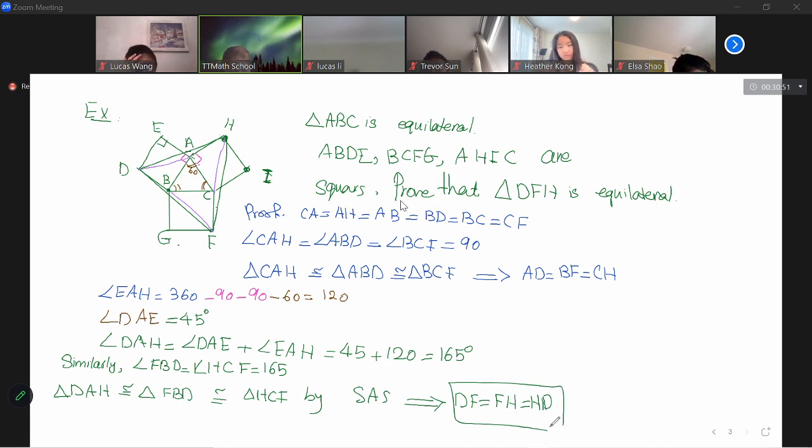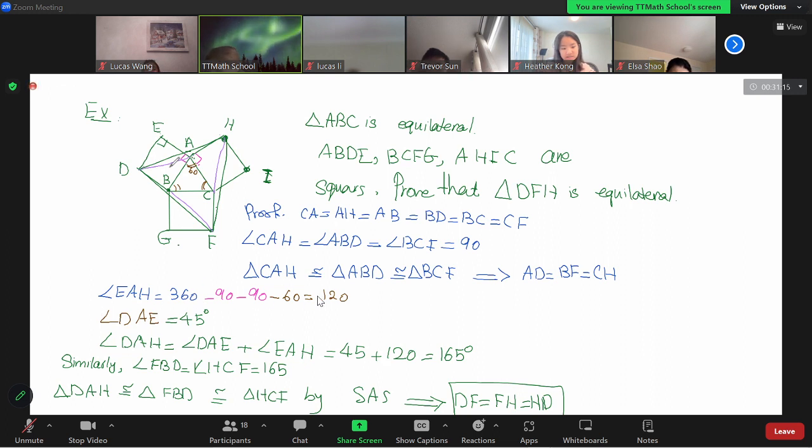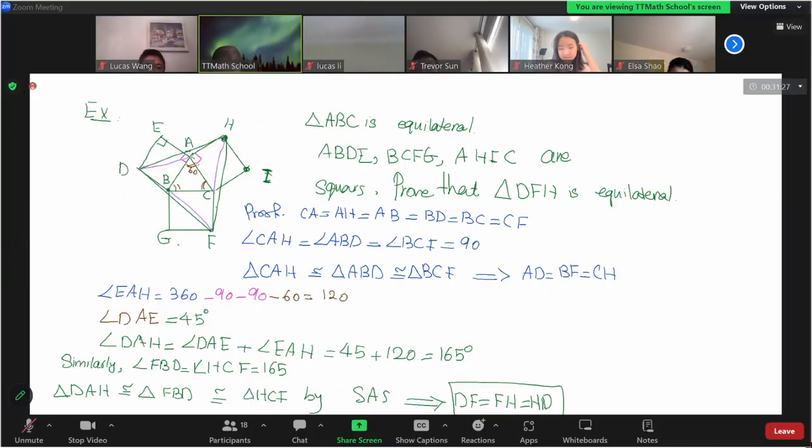So that's what we wanted to prove. We wanted to prove that all these sides are equal. In other words, this big triangle DHF is an equilateral triangle. Is it clear, everybody? If you don't understand any part, please ask, okay? Okay, so let's go to the next question. Again, if you need to take notes, just tell me. Okay, next question.